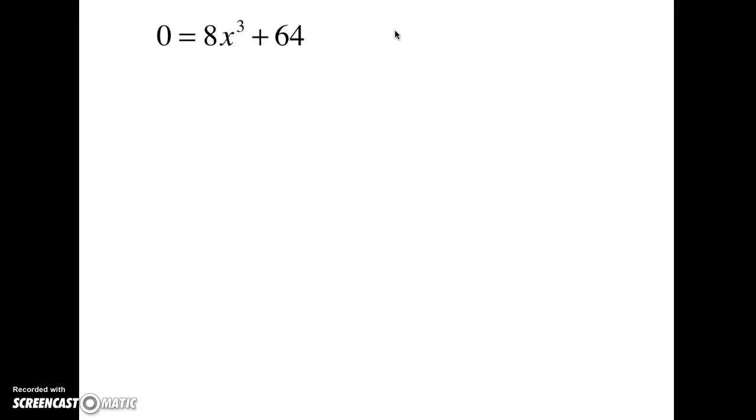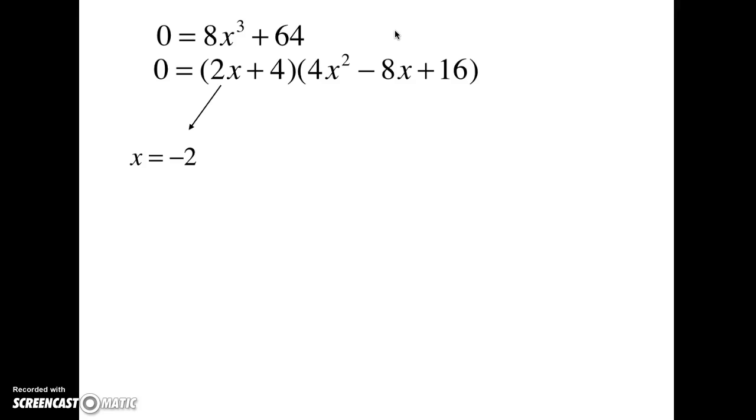8x cubed plus 64. This is the sum of perfect cubes, so we are going to use the sum of perfect cubes pattern to factor the polynomial first. We know that a is going to equal 2x and b equals 4. So we use a plus b times a squared minus a times b plus b squared. The first factor term, we can set that equal to 0. So our first answer is x equals -2 because it would make 2x plus 4 equal to 0.